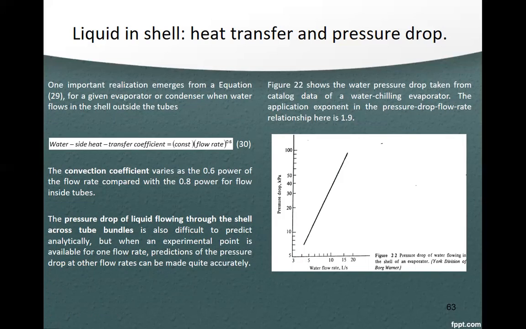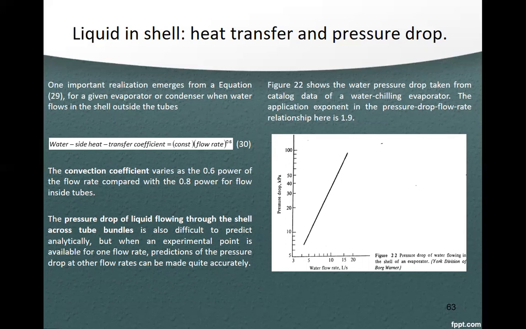For a given evaporator or condenser, when water flows in the shell outside the tube, the water side heat transfer coefficient is a constant times the flow rate exponent 0.6. The convection coefficient varies as the 0.6 power of the flow rate compared with 0.8 power for flow inside tube.